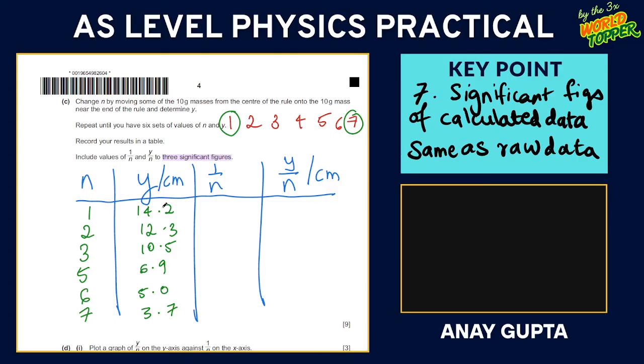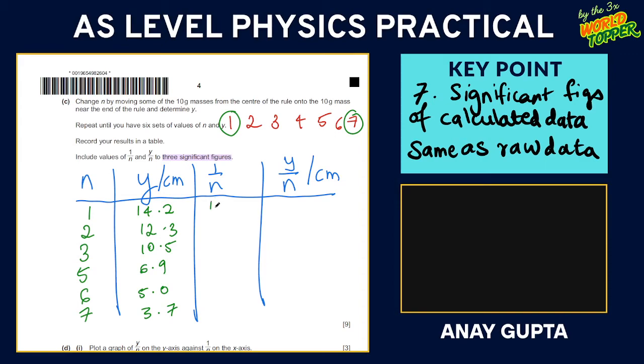Over here, we have been explicitly told to have exactly 3 significant figures, but when they don't specify, the minimum number of significant figures should be equivalent to the highest significant figures in your raw data. Okay, the safest option in most cases is 3 significant figures. So when confused, go for 3 significant figures.